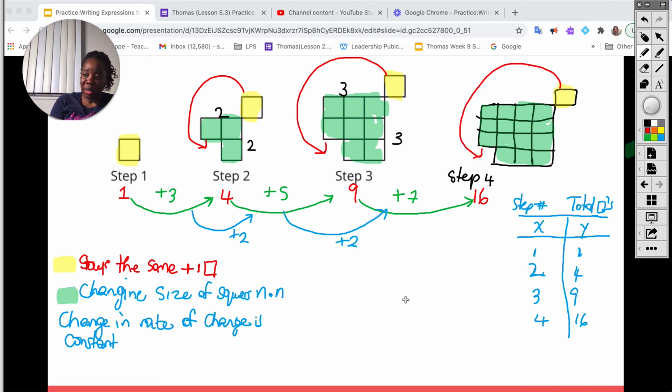So what I notice is that my Y is going to be equal to the dimensions of the square. So it's n times n, or Y is equal to n squared. Now, if I want to find the 6th step, I'm going to use the step number 6 squared, which is equal to 6 times 6. So that is equal to 36.